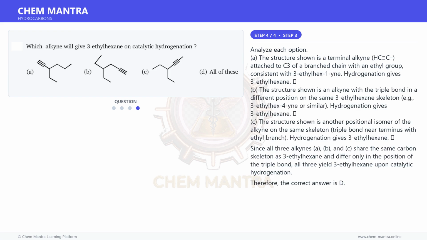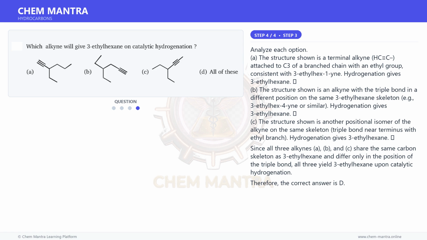And for the final step, analyze each option. A. The structure shown is a terminal alkyne, HC≡C, attached to C3 of a branched chain with an ethyl group, consistent with 3-ethylhex-1-yne. Hydrogenation gives 3-ethylhexane.